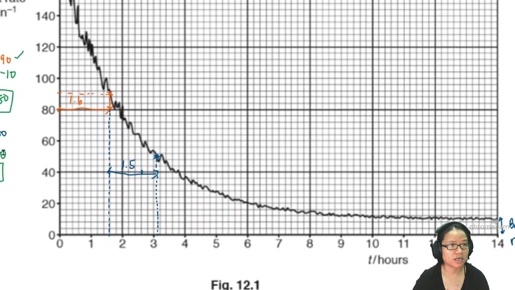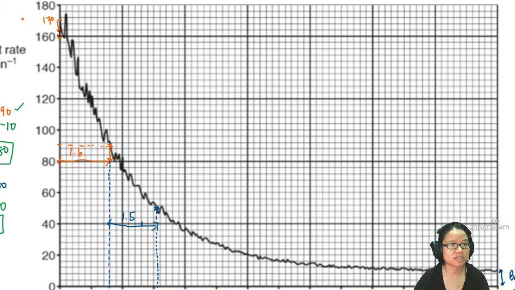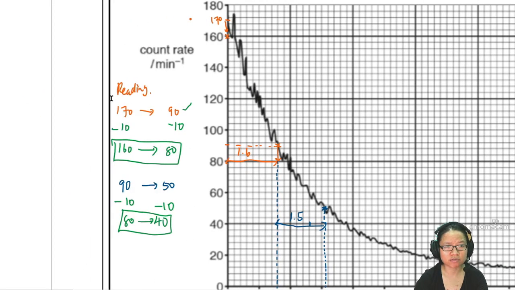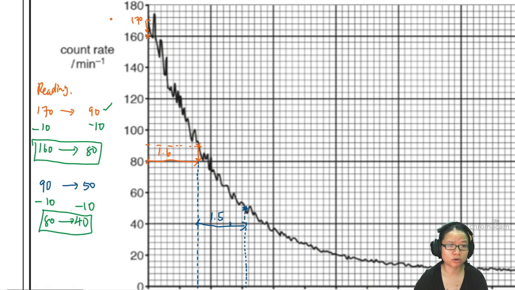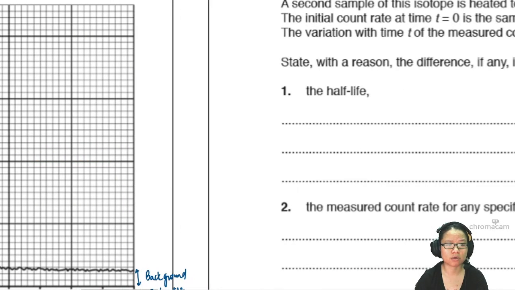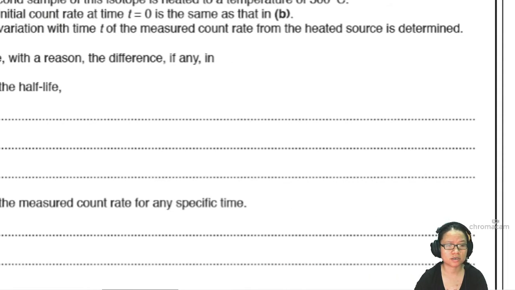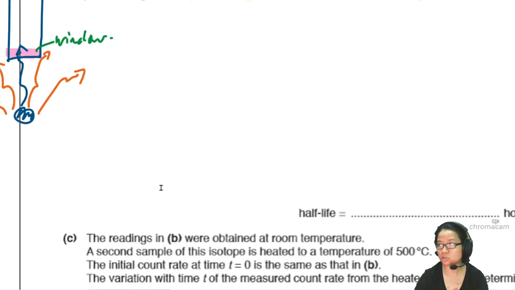So instead of 170, it's actually 60. Instead of 90, it's actually 80. So 160 to 80 is 1 half-life. Again, instead of 90, instead of 50, it's actually 40. So here to here is another half-life. Okay, so we are accounting for this. And to make sure that the examiner knows what we're doing, I'm not just going to have the label here. I will try to write it out clearly first for us. Let me get ourselves to the page and zoom out a bit.